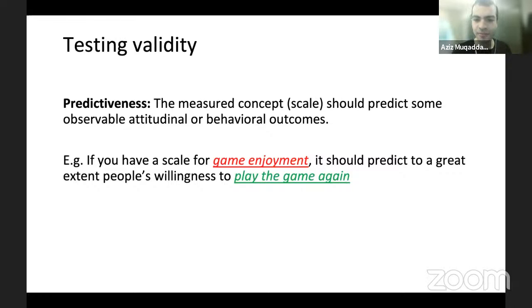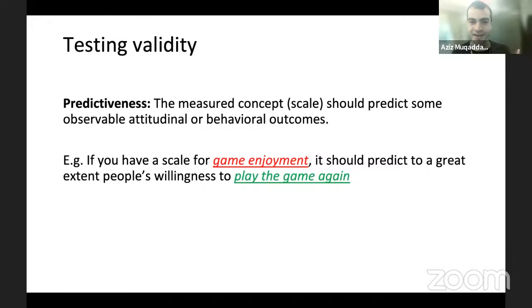So if someone plays, I made you try a video game, and you said, yeah, I highly enjoyed it. I ask you, okay, do you want to play it again, or do you want to get it as a gift? You say no. That means my scale probably is not that accurate, it's not that valid, because it might be measuring something else, but it should predict that people are more likely to play the game again, right?